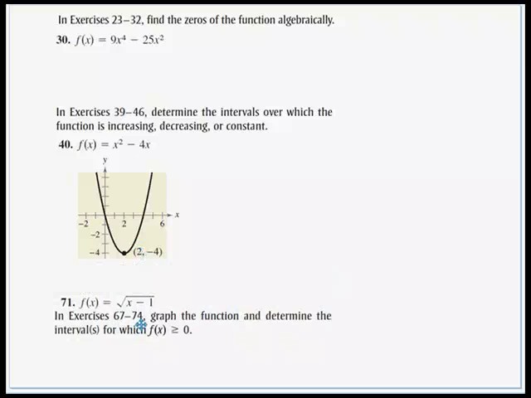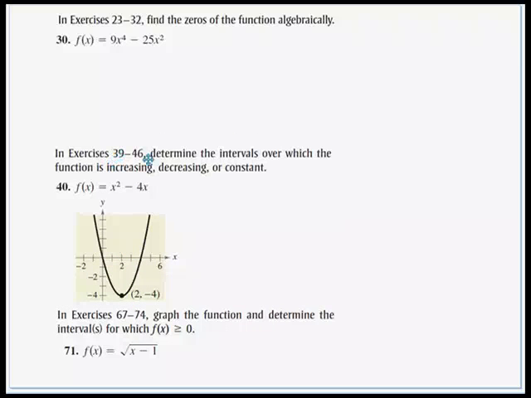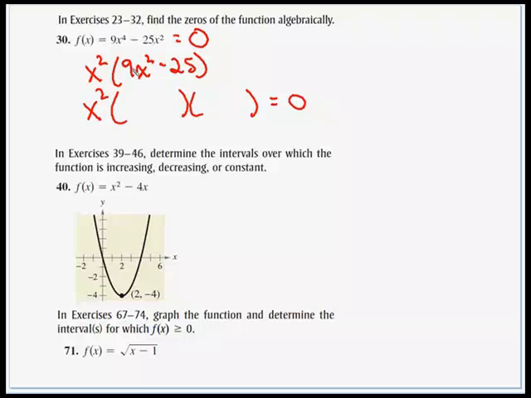For 30, find the zeros algebraically. So we just want to set this equal to 0. And then we want to factor it. So let's see, here we can pull out an x squared. And then we're left with 9x squared minus 25. And I notice perfect squares here being subtracted. That is a difference of squares that we can factor down real nice. The square root of 9x squared is 3x, the square root of 25 is 5, and we'll have a sum and a difference of those terms.